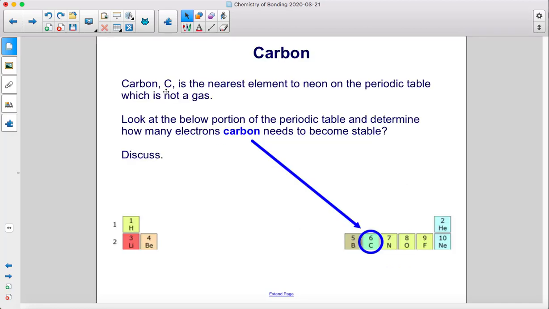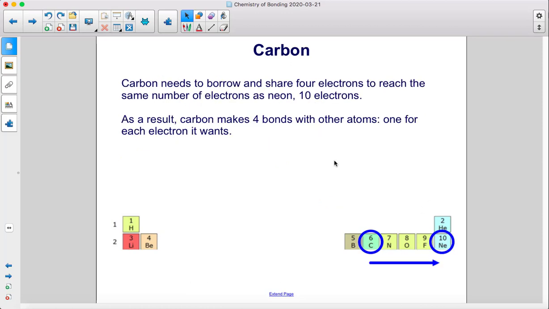Carbon, or C, is the nearest element to neon on the periodic table which is not a gas. Look at the below portion of the periodic table and determine how many electrons carbon needs to become stable. Discuss. Carbon needs to borrow and share 4 electrons to reach the same number of electrons as neon, which has 10 electrons. As a result, carbon makes 4 bonds with other atoms, 1 for each electron it wants.